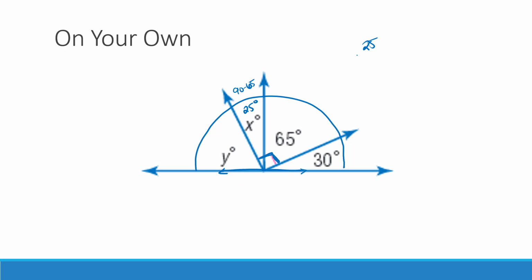We'll start by adding what you know. So 25 plus 65 plus 30, if we add those together, it'll be 120. So if these three add to 120, if we do 180 minus 120, that'll give us angle Y, which is what's left over. So this is going to give us 60 degrees. You can always check your answer, because if I add these four together, I better get 180 degrees to form that line there at the bottom.